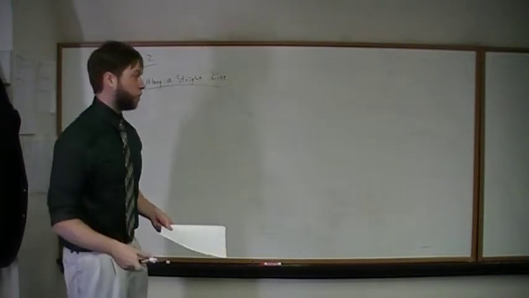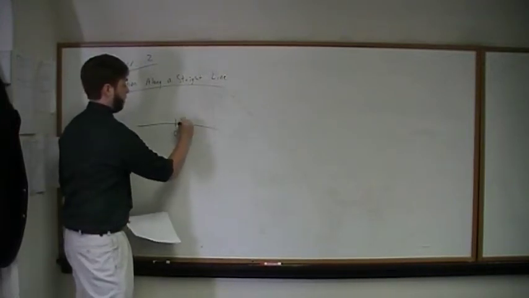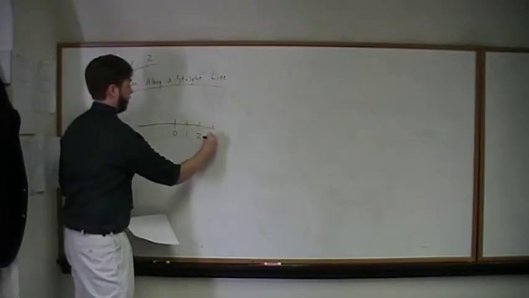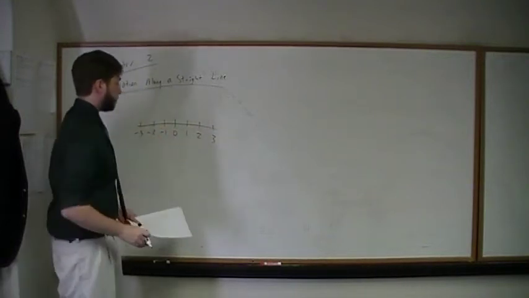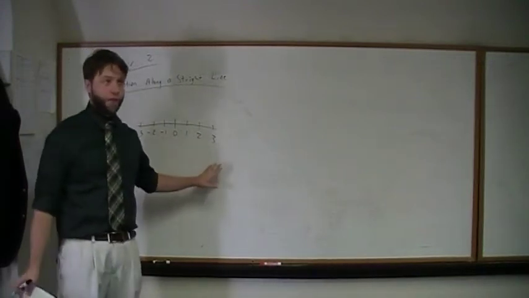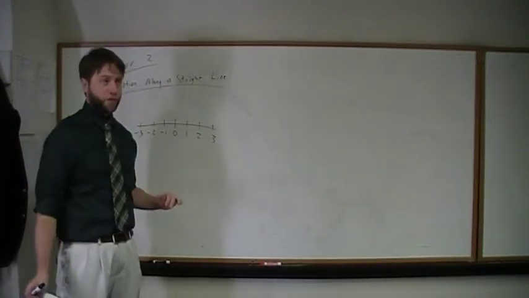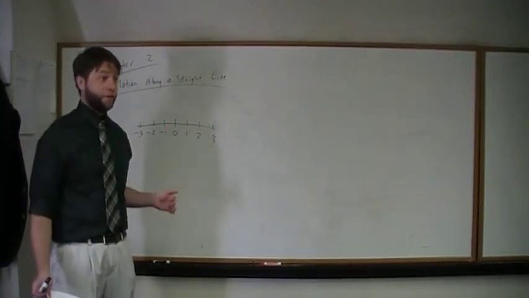Now the easiest way to start with this is with a number line, something that you guys should know a lot about from math class. So 1, 2, 3, minus 1, minus 2, minus 3. Now by convention, we say that on a number line, when you move to the right, we increase in the positive direction. When we move to the left on the number line, we increase in the negative direction.